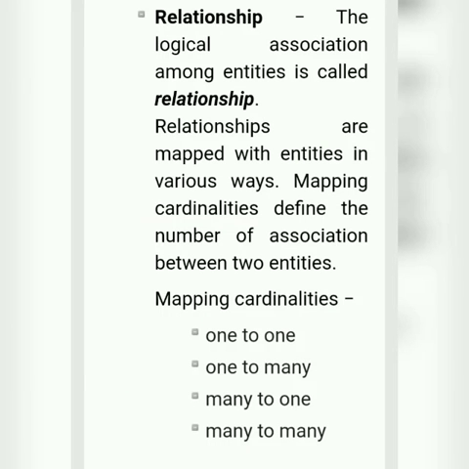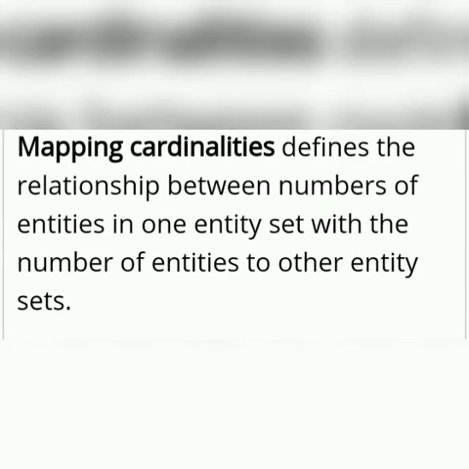Next we will see about relationship. The logical association among entities is called relationship. Relationships are mapped with the entities in various ways. Mapping cardinalities define the number of associations between two entities. Here we will specify the relationship with the help of a map. So with the help of the mapping representation we can understand this relationship. In mapping cardinalities we are having four types: one to one, one to many, many to one and many to many.